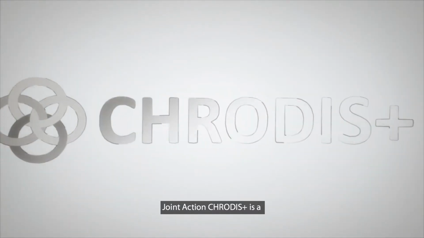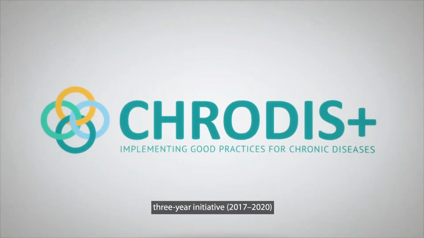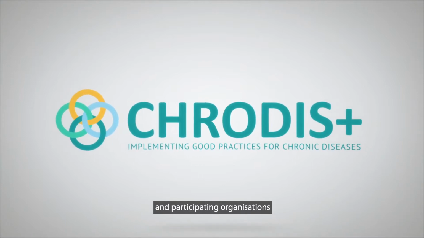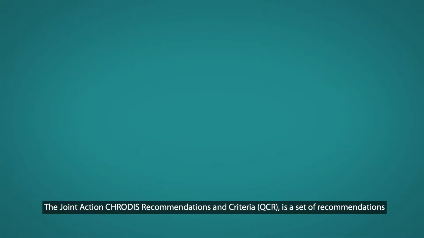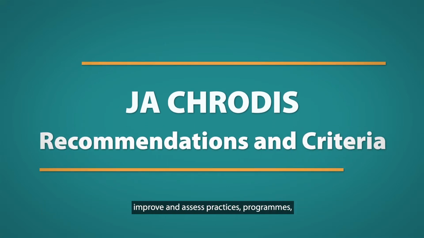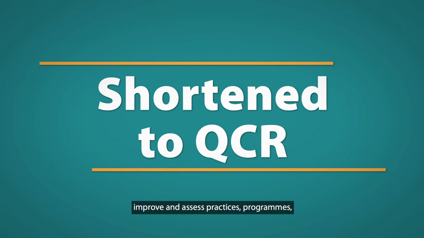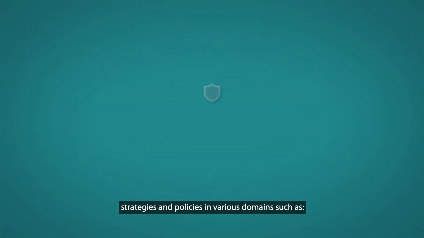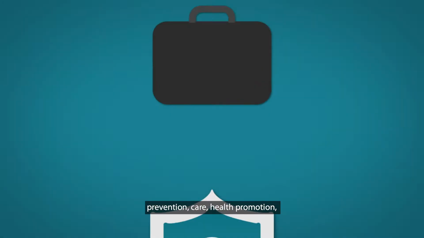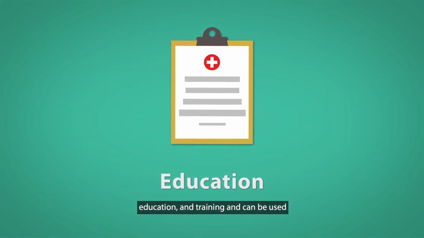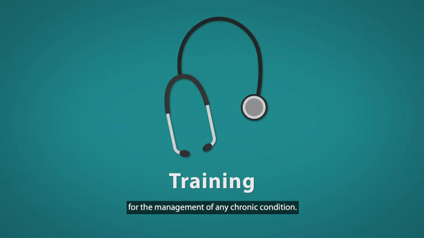Joint Action CHRODIS Plus is a 3-year initiative from 2017 to 2020 funded by the European Commission and participating organisations. The QCR tool is a set of recommendations meant to be applied to develop, improve and assess practices, programmes, strategies and policies in various domains such as prevention, care, health promotion, education and training, and can be used for the management of any chronic condition.